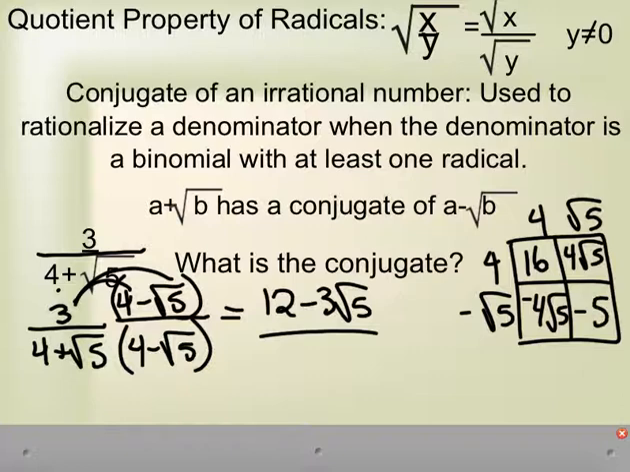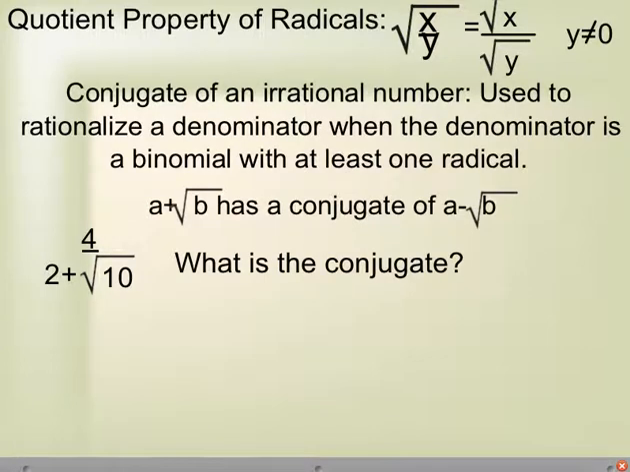Which means that this 4 root 5 and negative 4 root 5 end up canceling each other out, which is exactly what we want. We don't want any radicals, and we end up seeing that it's just 16 minus 5, which is 11. So our conjugate ends up canceling out the radical here because it is a difference of squares. Okay, so let's try that again.